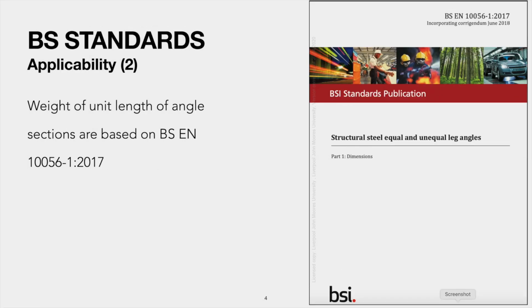BS 10056-1:2017 stands for Structural Steel Equal and Unequal Angles, same as the previous standard. In this video we are using BS 10056-1:2017 to extract technical details, such as dimensions, height, width, thickness, and radius in various parts of the steel member, as well as unit weight of steel members, which is required to calculate weight of steel elements and surface area.